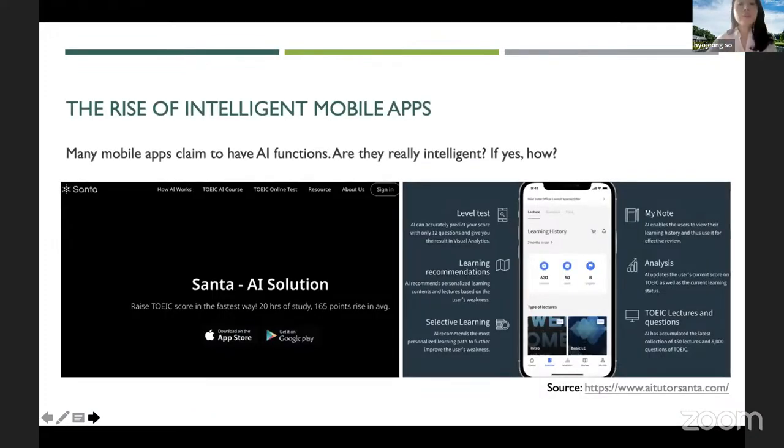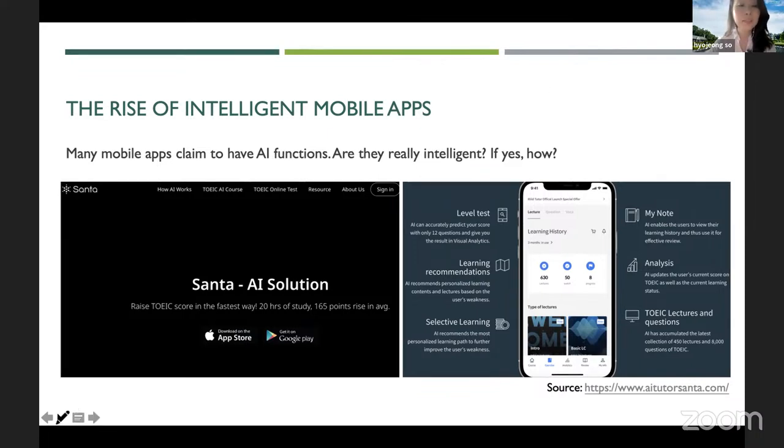So, the rise of intelligent mobile apps. These days it's not so difficult to see mobile apps that claim to have AI functions. This is Santa Toic, one of the very popular mobile apps in Korea. If you go to their homepage, they claim that you can invest 20 hours and increase 165 points in your TOEIC test. This is a huge improvement, and if you're a student, you are very tempted to buy this one.